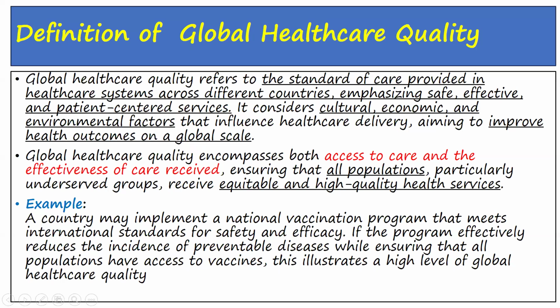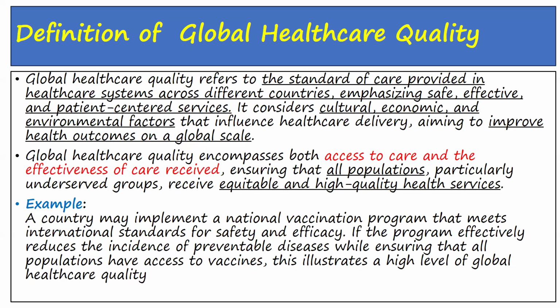So when you're talking about global health quality, you are basically talking about the standards of quality available in other countries. So it should be the same. The kind of standard you find in Somaliland, if you go to Ethiopia, it should be the same standard. If you go to Djibouti, it should be the same standard. So global healthcare quality encompasses both access to care and the effectiveness of care received. So when you are talking about global healthcare, number 1 is access to care. Is it easy to get healthcare?